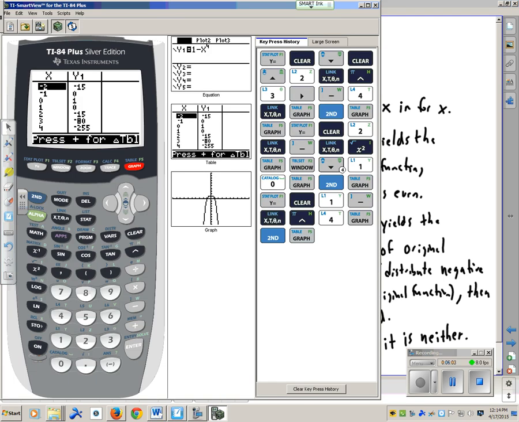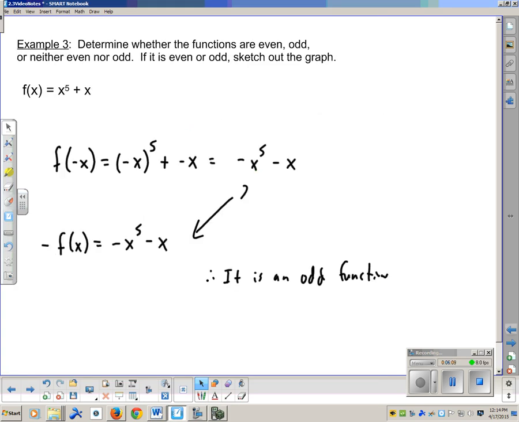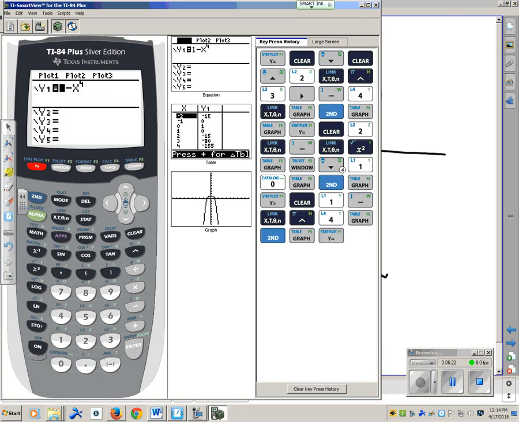So now let's go ahead and look at the previous one to this. We're supposed to sketch this one out too. It's an odd function this time. So this is x to the fifth plus x. So I'm going to go to my y equals x to the fifth plus x graph.